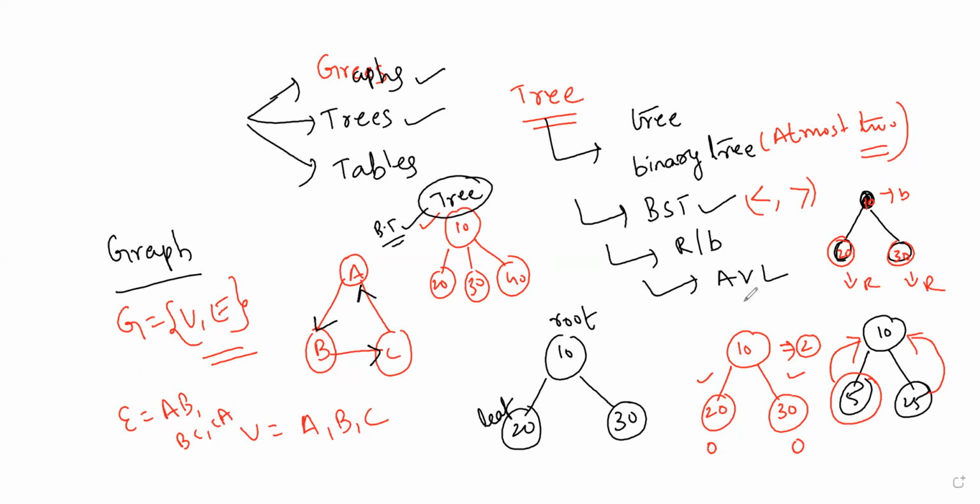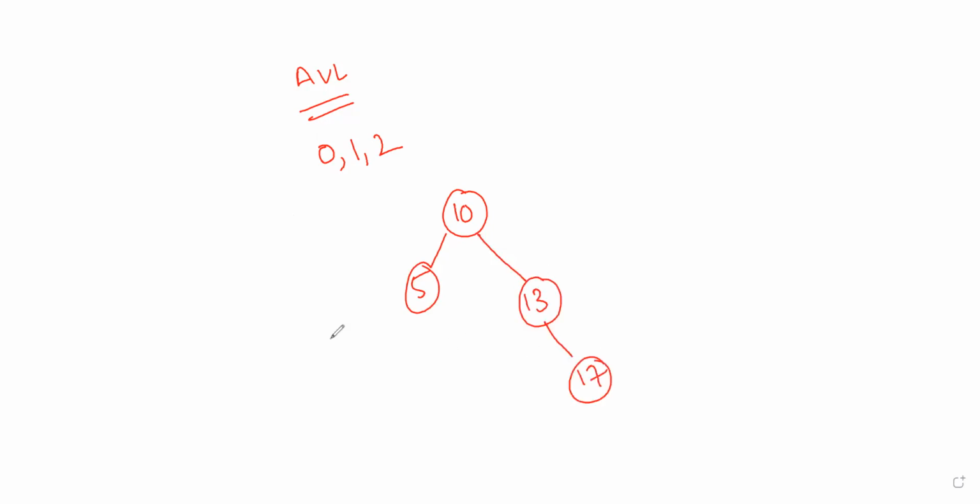Now the last one we have, AVL tree. I'm going to take AVL tree in the next part. Okay, AVL tree. AVL tree means it is having a balance factor. Let us take the balance factors as 0, 1, 2. Remember what is this 0, 1, 2. Now I can say the elements 10, 5, 13, 17. Now remember, is this an AVL tree or not?